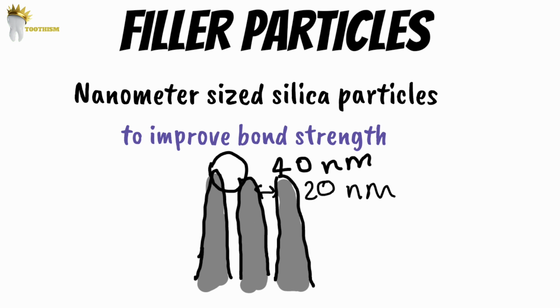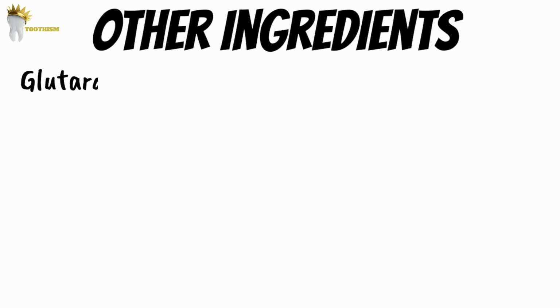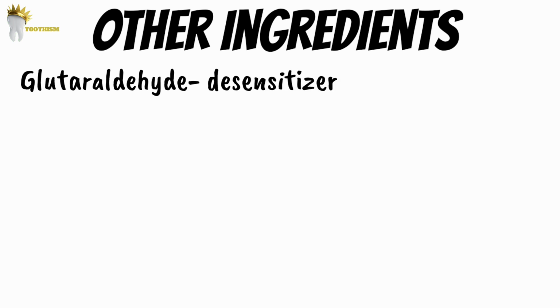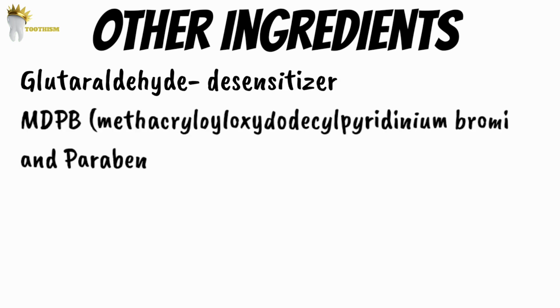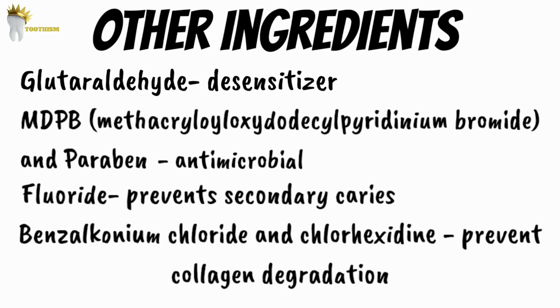A number of additional ingredients are used with dentin bonding agents for a variety of specific purposes. For example, glutaraldehyde is added as a desensitizer. The monomer MDPB and paraben are used as antimicrobials. Fluoride is added to prevent secondary caries. Benzalkonium chloride and chlorhexidine are used to prevent collagen degradation.